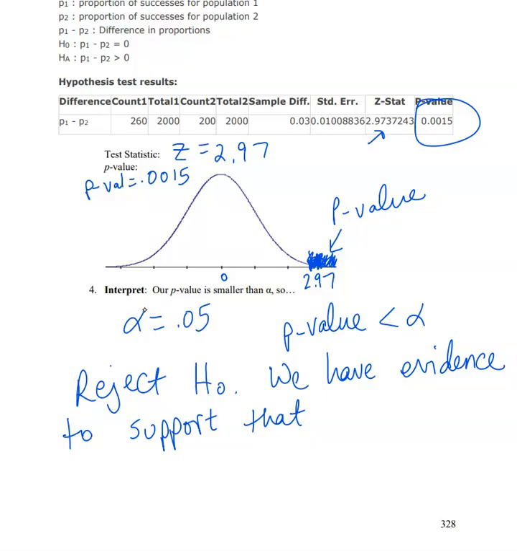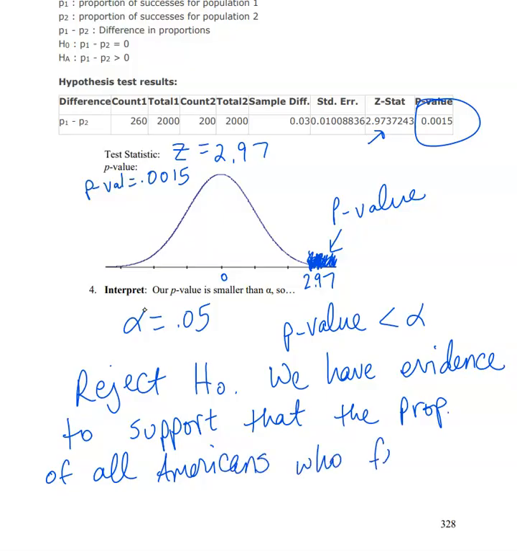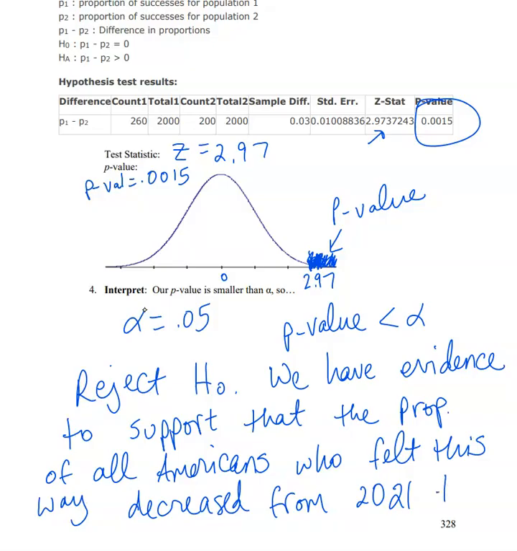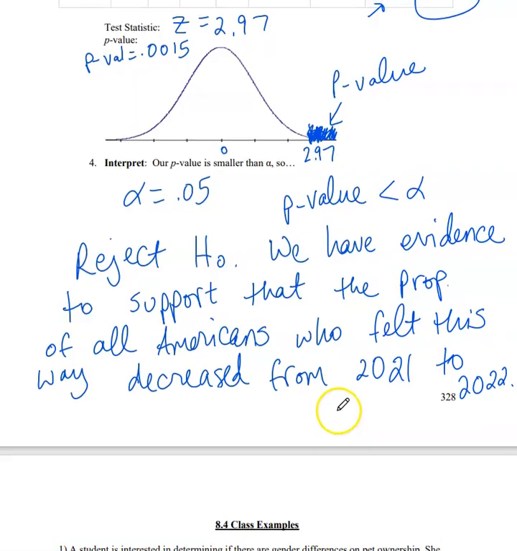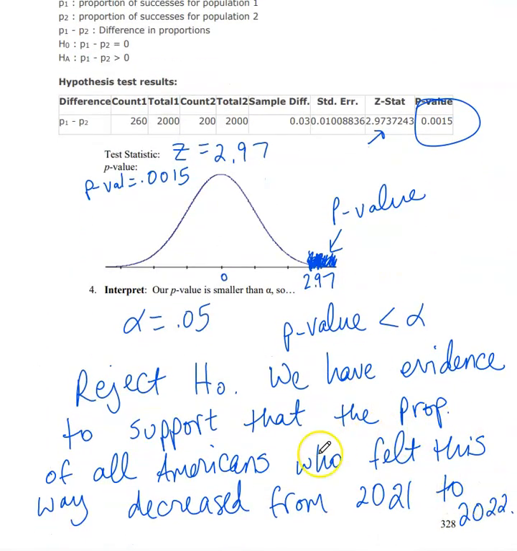We think the alternative is true, that the proportion of all Americans who felt this way, whatever it was, about their financial concern, decreased from 2021 to 2022. So in other words, the economic confidence level, I guess, would have been a little bit better in that regard, going from 2021 to 2022.